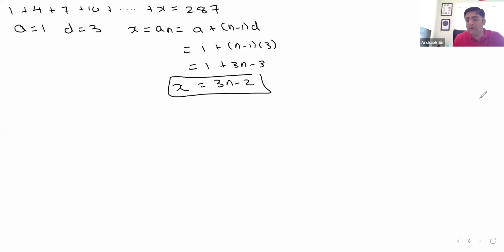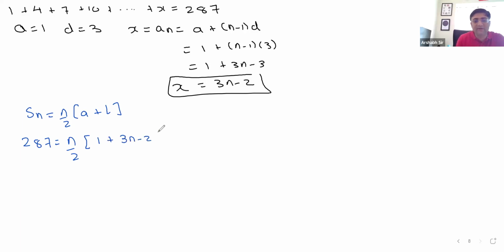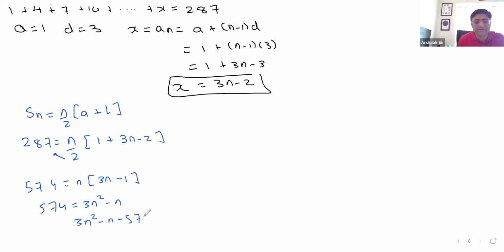अब हमें पता है एक और फॉर्मूला होता है सम ऑफ n टर्म्स का. Sum of n terms is n by 2 into first term plus last term, है ना? So we'll use this formula over here. So 287 is n by 2 into first term, that is 1, plus last term, that is 3n minus 2. Is this clear? Alright. So 2 को यहाँ भेज दो तो कितना आ जाएगा? 574 is n times 3n minus 1. So we get 574 is 3n square minus n. तो देखो यहाँ से भी वही quadratic equation आ जाएगा. Is this clear? And then you can solve it.